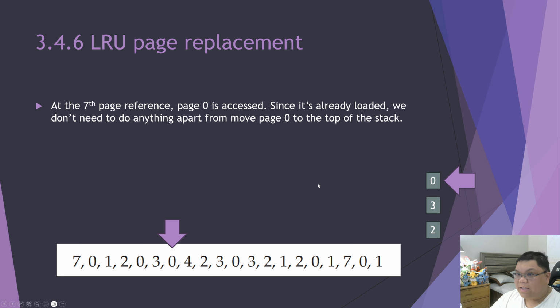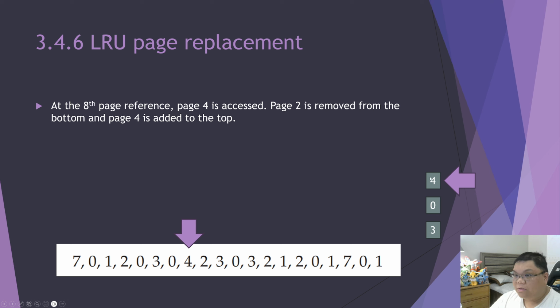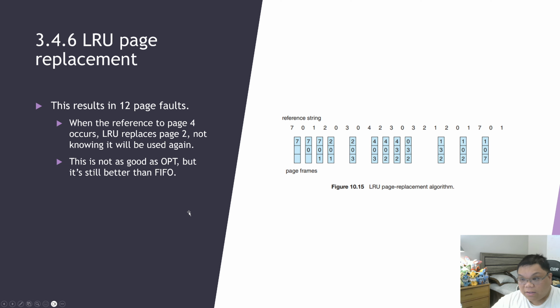Because page 2 is now the least recently used page, we pop that, push page 4 to the top. But now we need page 2 again. Page 3 is the least recently used page because it's at the bottom. We pop page 3, push page 2.